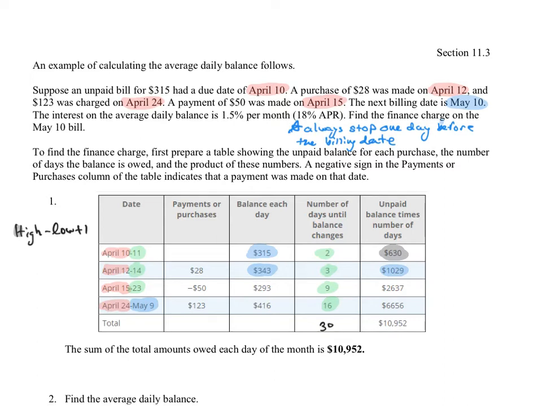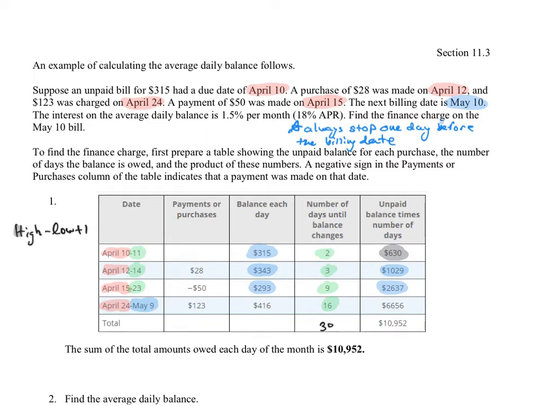Okay, what happened on the 15th? A payment of $50 was made. When it's a payment, that subtracts or decreases the balance. So if I do 343 minus 50, that gives me my new balance of $293. It's set at that balance for 9 days. So I do 293 times 9, which gives me the total amount for those 9 days of $2,637.